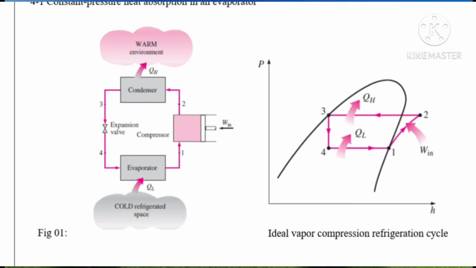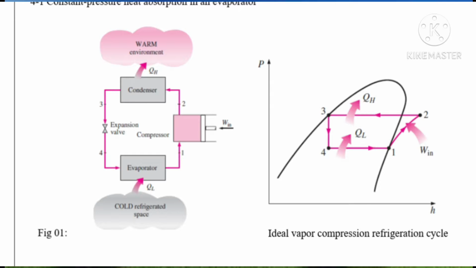By looking at this basic cycle, you can see step 1 to 2 we say is isentropic compression, right? Here the refrigerant will be compressed inside the compressor. So by using the compressor we will give some work, right? So W in, that means work in, right?